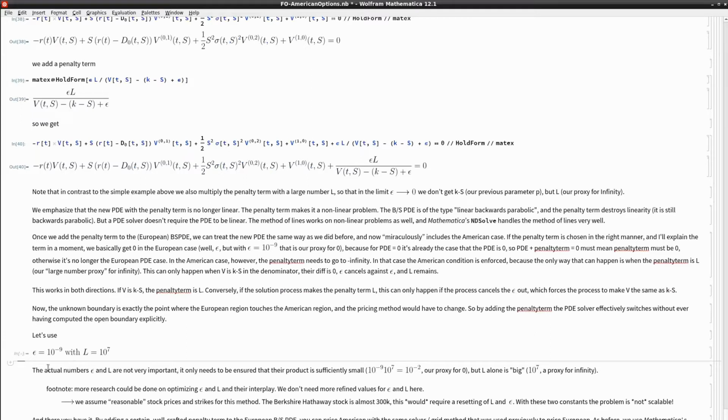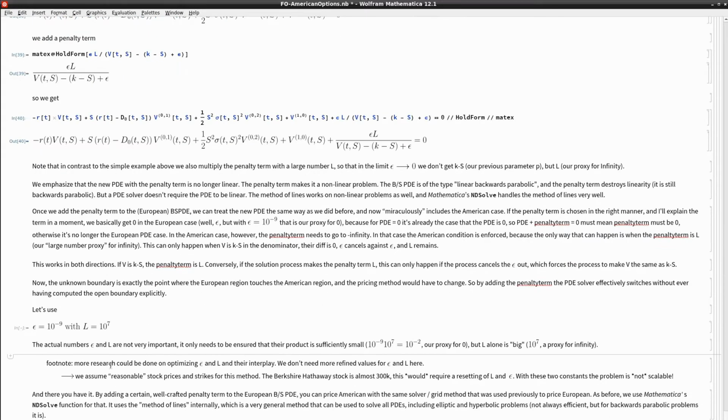So let's define some numbers. We set epsilon to be 1 over a billion, and we set L to be 10 million. The actual numbers epsilon and L are not very important for this. It only needs to be ensured that their product is sufficiently small, because in the European case we want it to be 0. So 10 to the minus 9 times 10 to the 7 is 10 to the minus 2. That's our proxy for 0. But L alone has to be big, and we use 10 to the power of 10 to the 7th, which is our proxy for infinity.